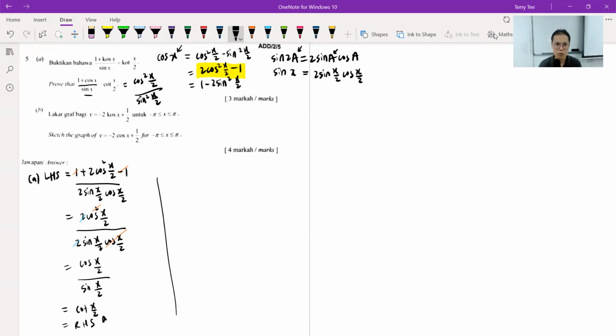Okay, second part, I'm going to draw the graph maybe on the right-hand side. I'm going to draw a bigger version on the right. But first, let's do some basic sketch first, because I want to draw -2 cos x plus half.